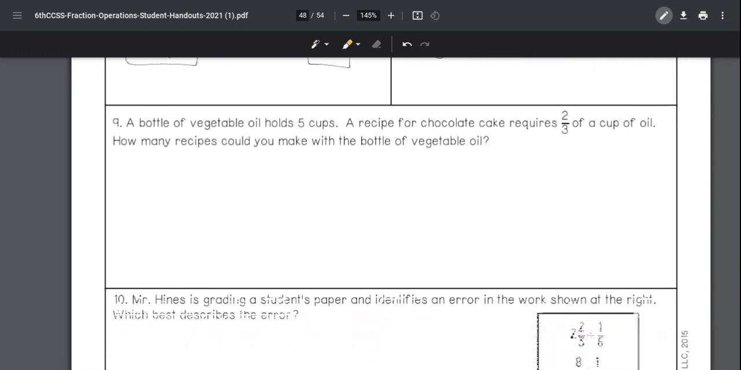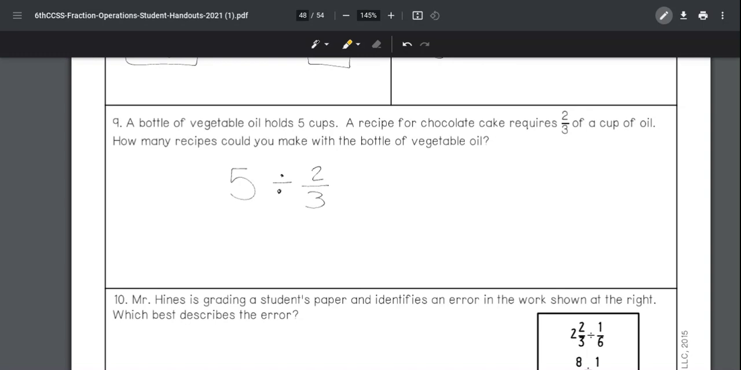Number 9, a bottle of vegetable oil holds 5 cups. So we have a bottle that's worth 5. A recipe for chocolate cake requires 2/3 of a cup of oil. How many recipes can we make with the bottle of vegetable oil? So I have my vegetable oil, and I'm going to split that whole bottle up by however much is needed for each recipe, which was 2/3.